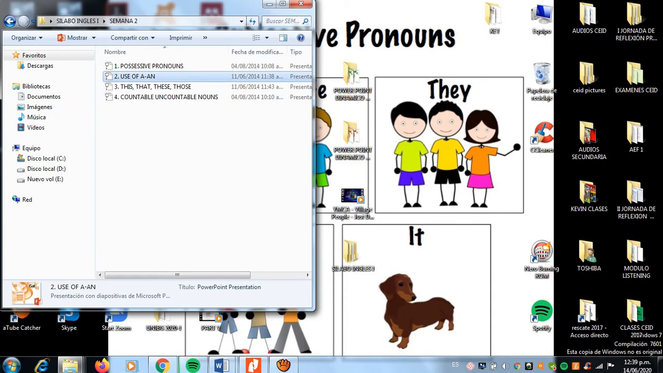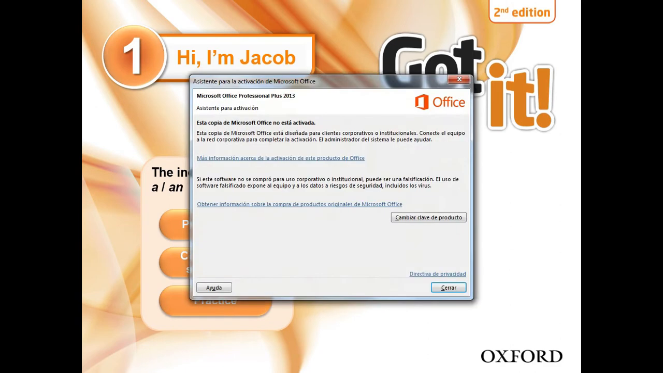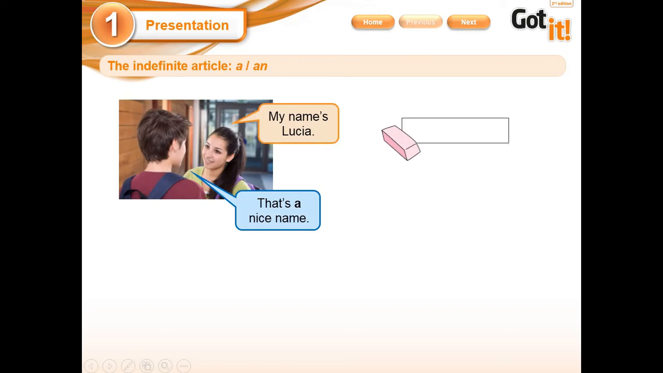Now let's continue with the use of a and an. Okay, so let's start. My name's Lucia. That's a nice name. Here we're verifying how we have to use a and an during a sentence. Okay, another example here. It's an eraser. It's a pen.